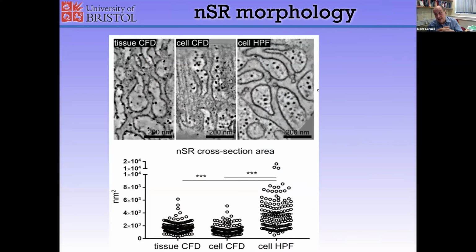And finally, the network SR also looks different. Here on the right, by high pressure freezing, network SR membranes look beautifully smooth and rounded, and slightly wider in diameter than we had thought. And of course, it's the network SR that takes up calcium inside the cell.